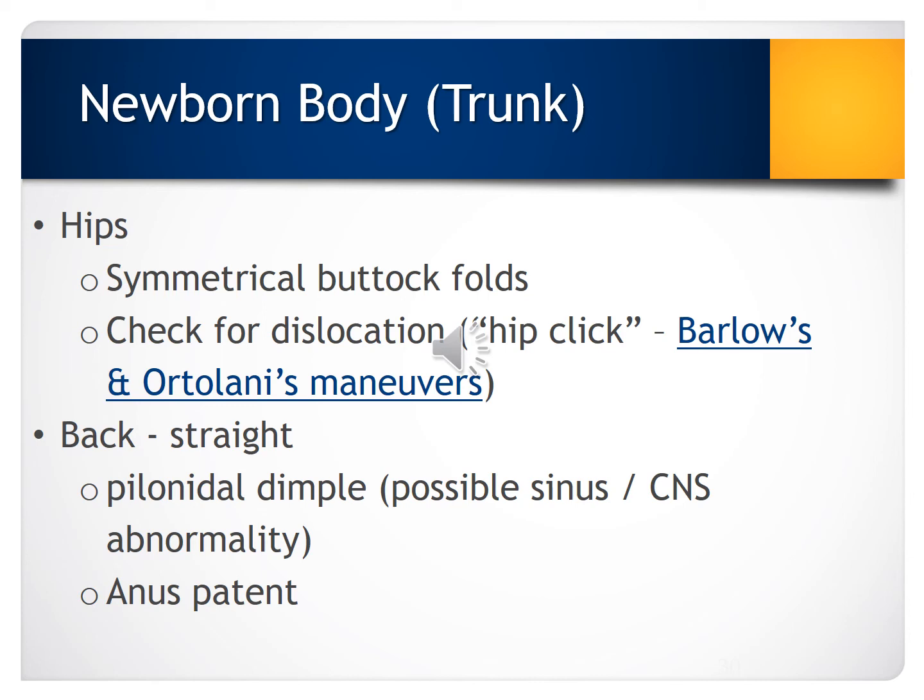We also, when we're looking at the newborn's back, are looking to see if it's straight. Is there any dimpling at the sacral area that can be a sign of a possible central nervous system anomaly? Things like neural tube defects is what we're looking at. And again, we talked about checking the patency of the anus: if the presence of meconium is there, then we know that the anus is patent. There is no need for us to conduct a rectal exam on a newborn.